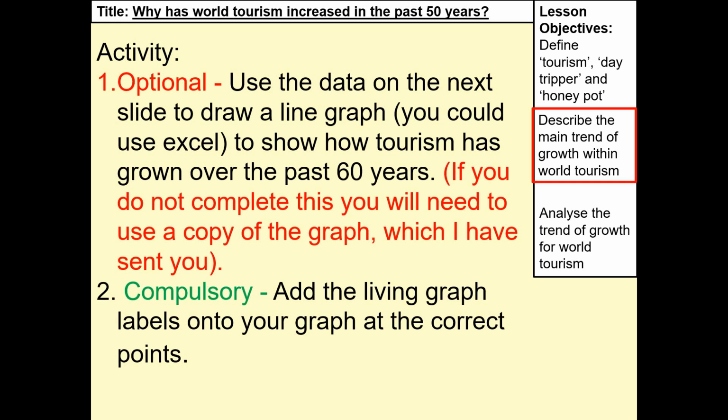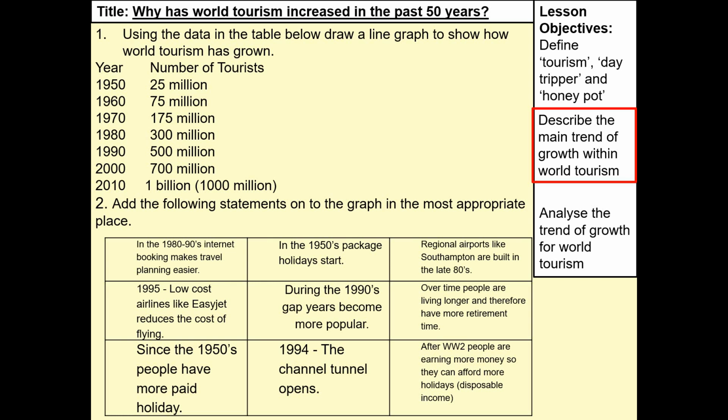There's attached, however, both on the upload to Go for School and on Teams, a partially made one ready for you that you can use. I also have examples coming up on the slides ahead. So as we can see on this slide here at the top, from 1950 all the way up to 2010 we have the number of tourists per year sharply increasing. So stage 1, if you want to right now, you can pause the video at this point and you can have a go at drawing that line graph by yourself.